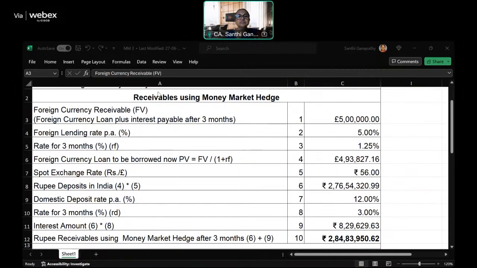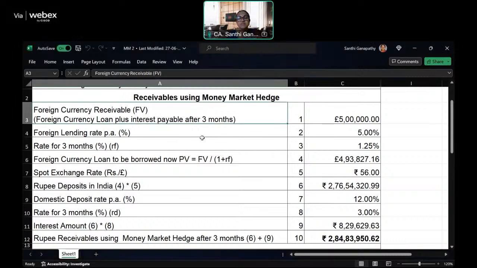So the foreign currency receivable, how much? This has to be used to settle your foreign currency loan plus interest. So what is the foreign currency lending rate? That is for 1 year, therefore for 3 months, which is the period under consideration, how much? So how much loan will you have to take?